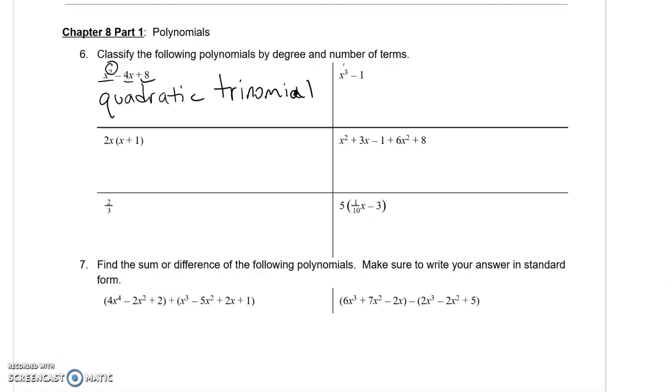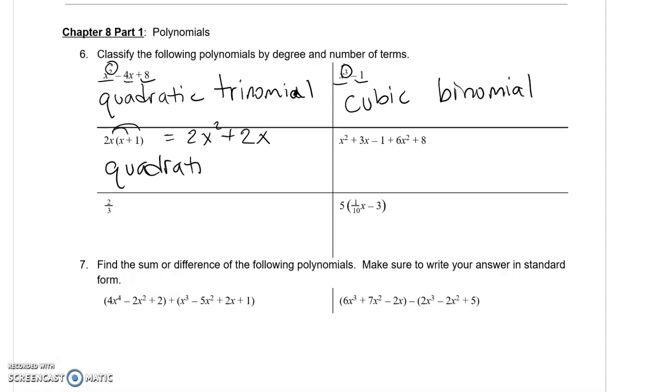Second one over here on the right, third power, so we call that cubic. There are 2 terms. Binomial. The third one, you got to distribute first. So that's 2x squared plus 2x, which we would name a quadratic binomial.